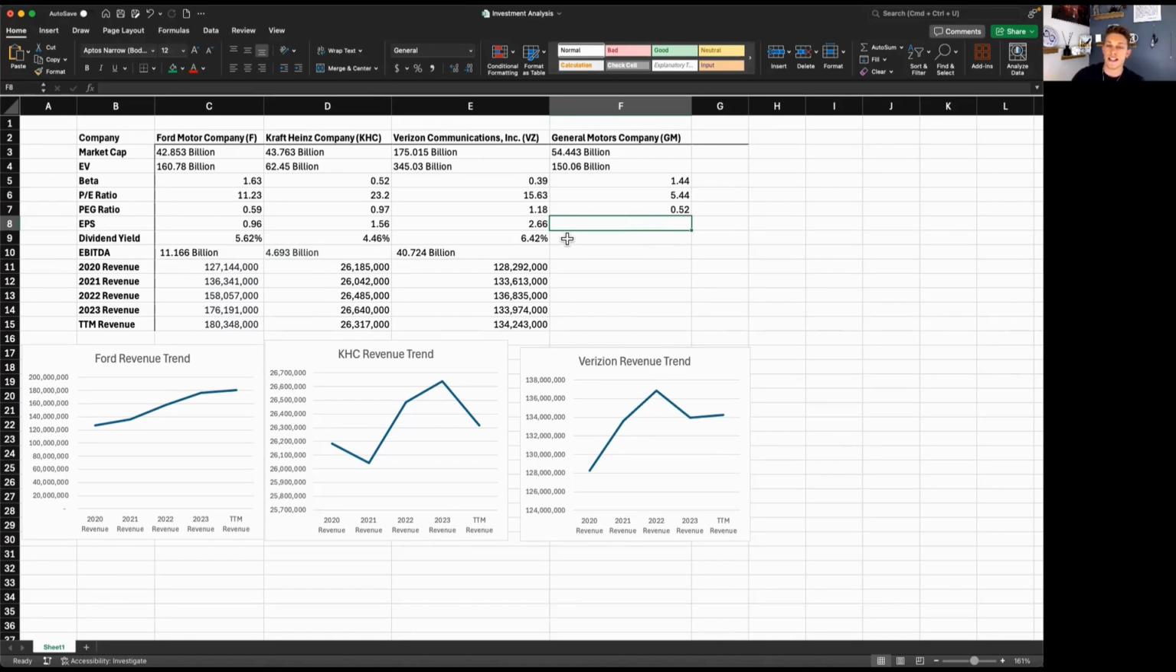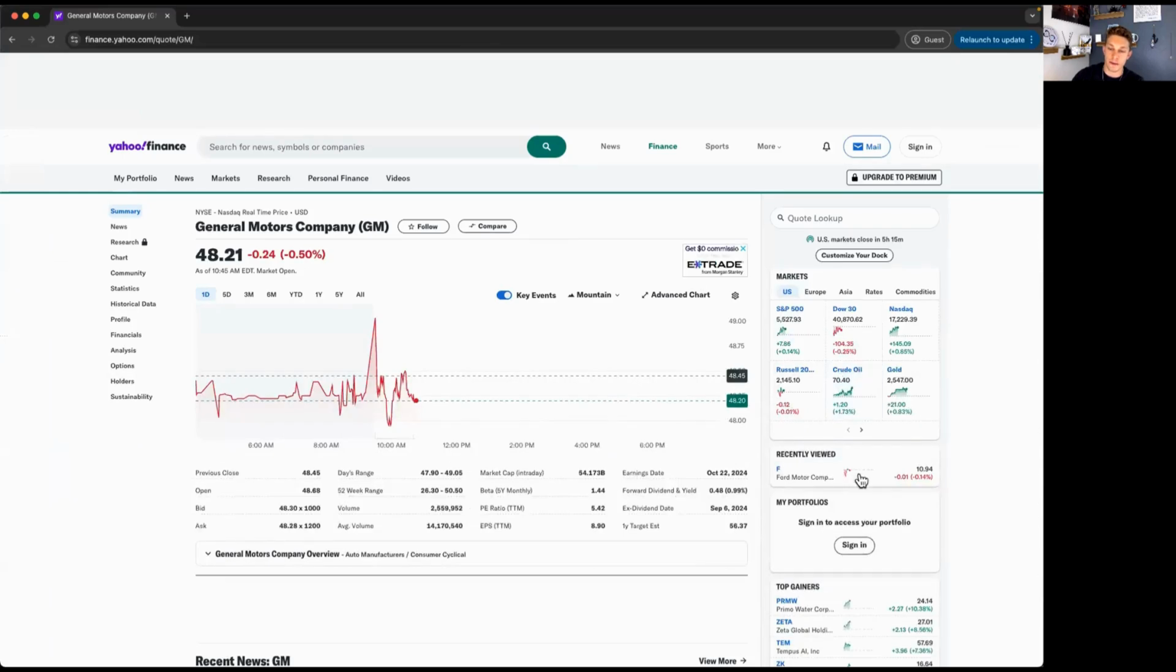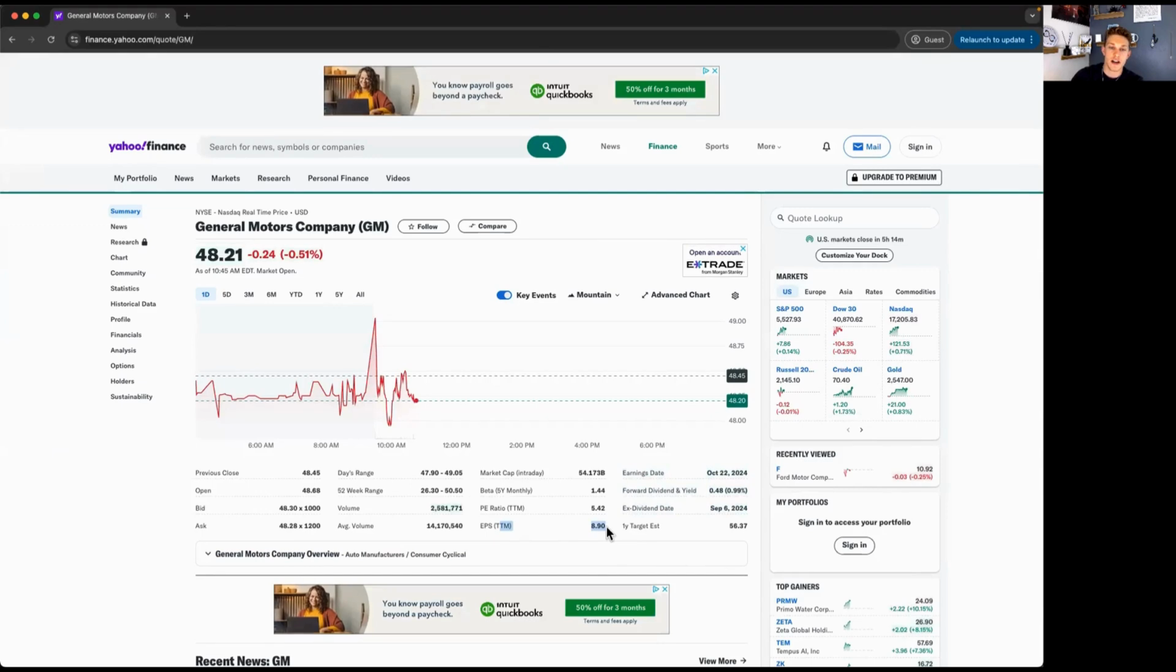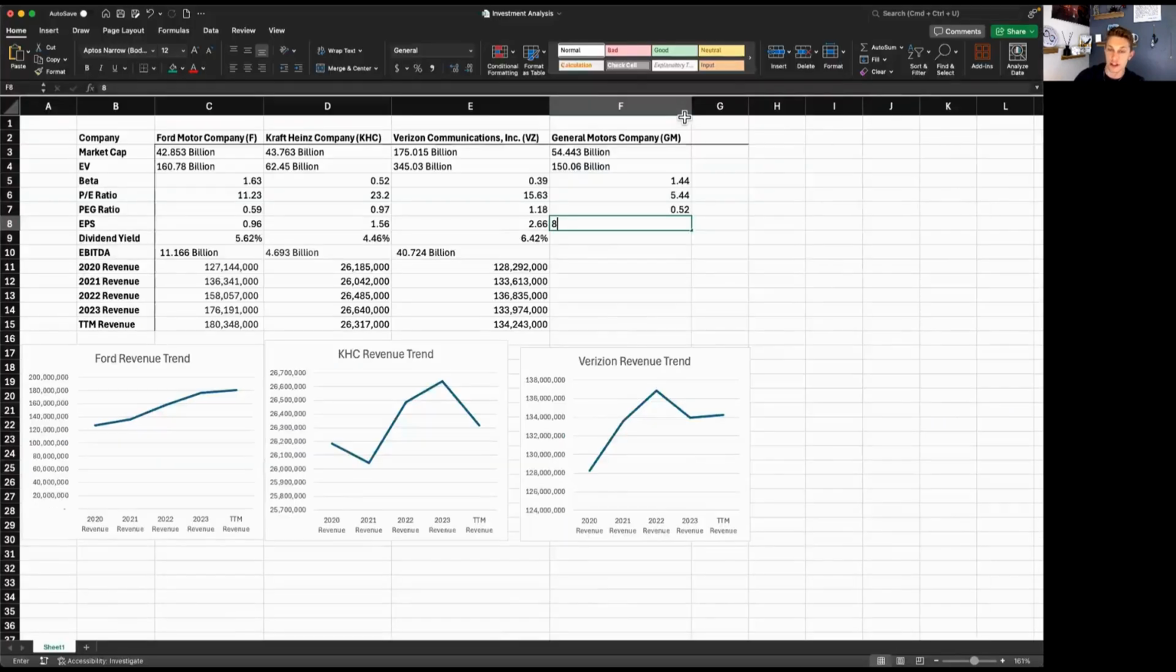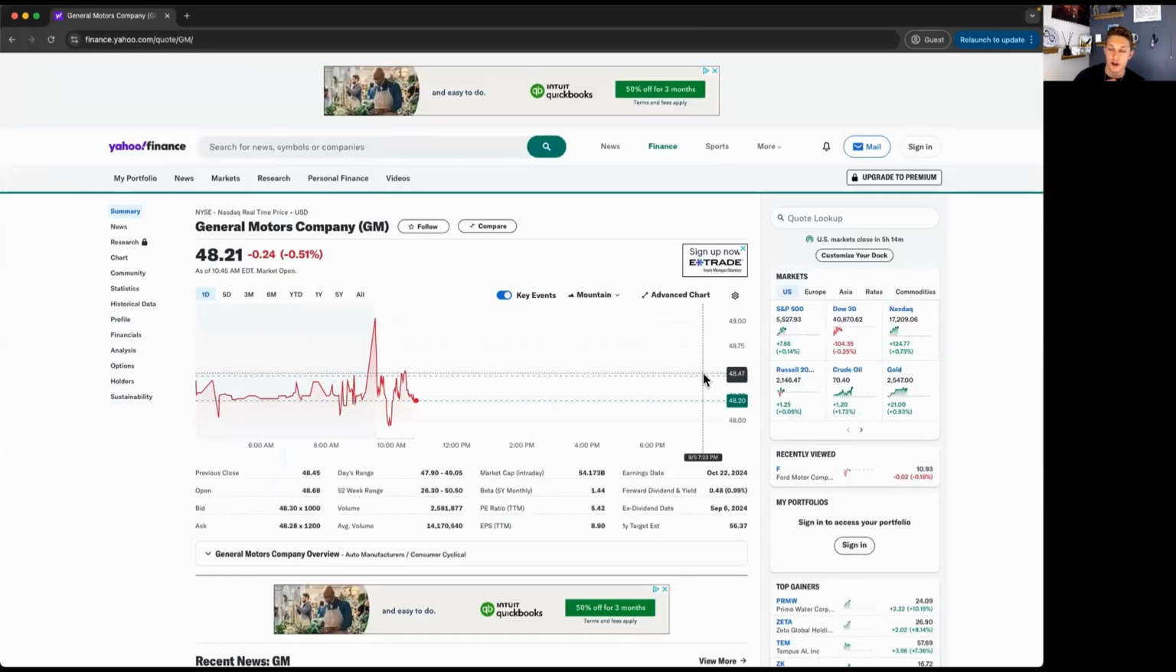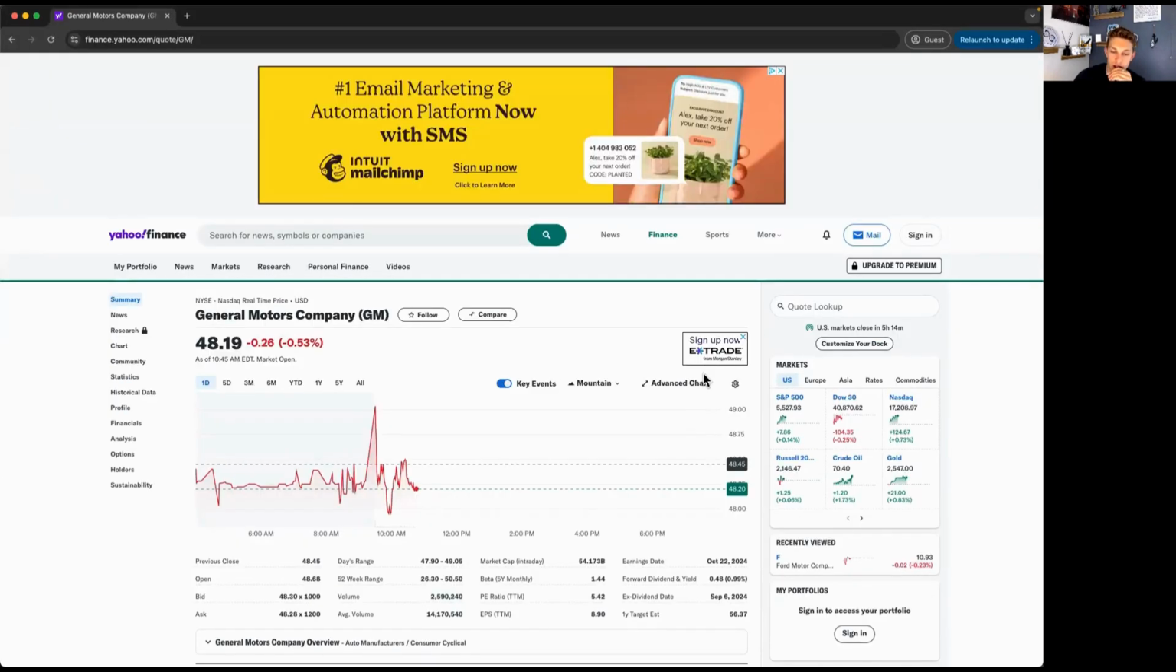So next up, we want earnings per share. Trailing 12 months, $8.90 earnings per share on GM. So that's pretty good. Actually, that's fantastic, right? Earnings per share compared to these other companies. $8.90 is a really, really good earnings per share. So that's pretty cool.